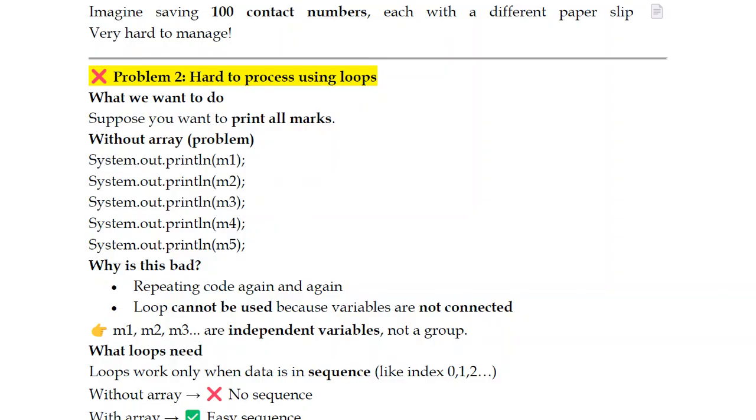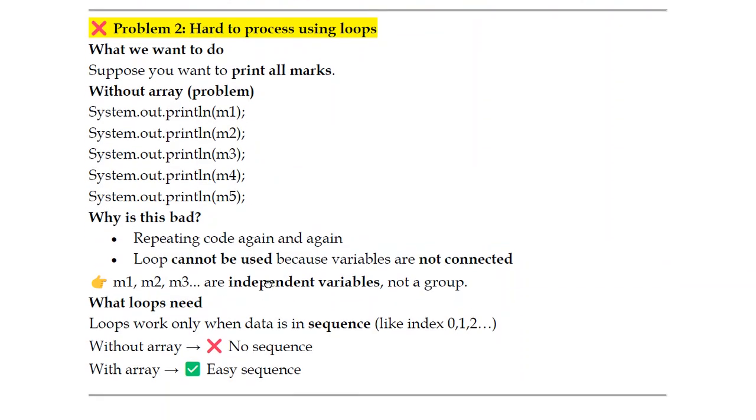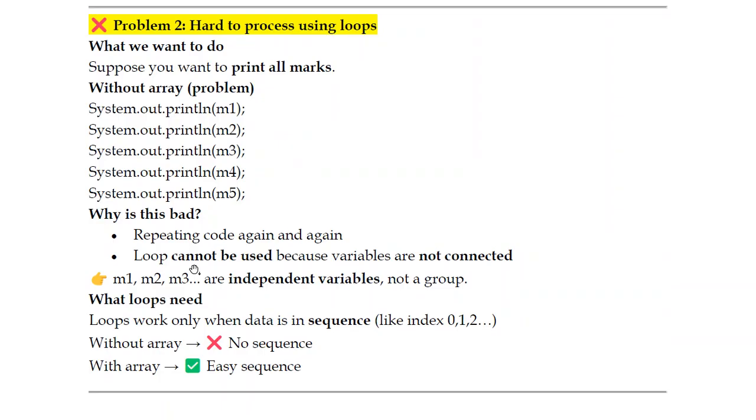Assume that 1,000 students are there and 1,000 student marks are available. Are you going to type it one by one, SOP m1, m2 till m5 or m100? It's not a good approach. It's a bad approach. Why is it bad? Because you are repeating code again and again, using System.out.println again and again. So loops can't be used here.